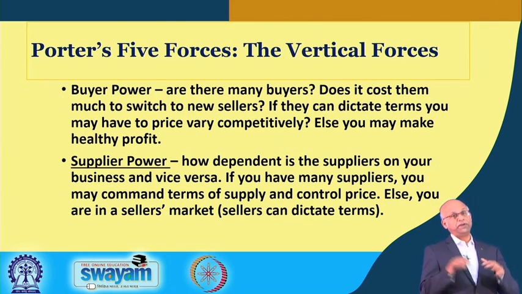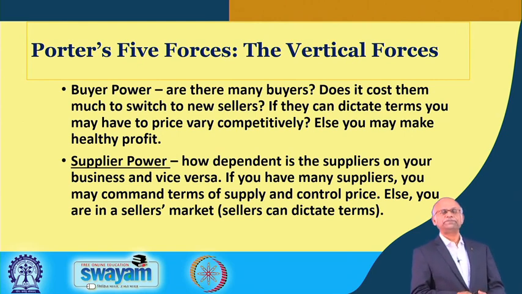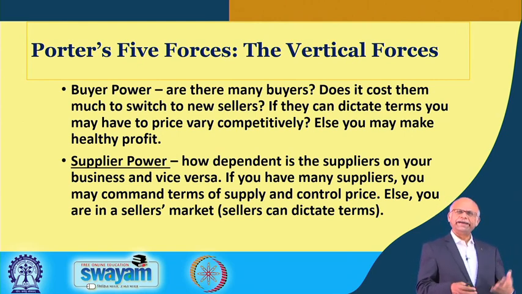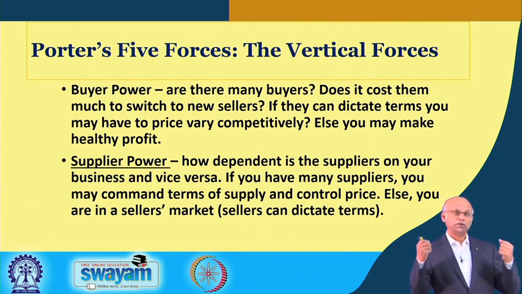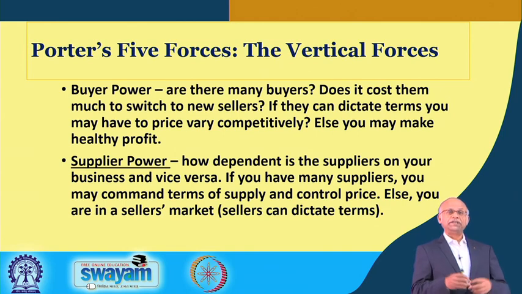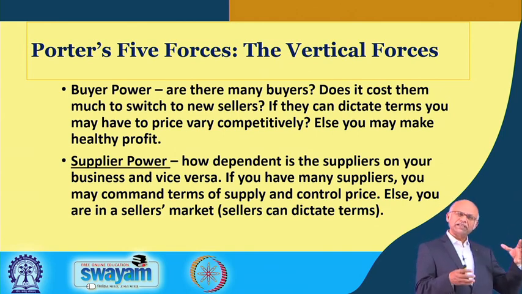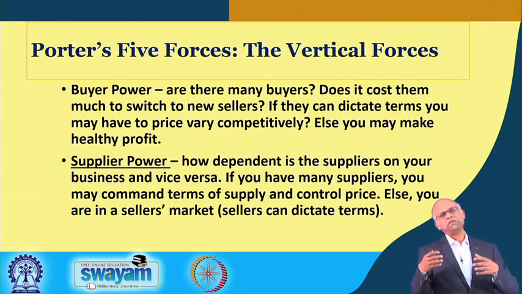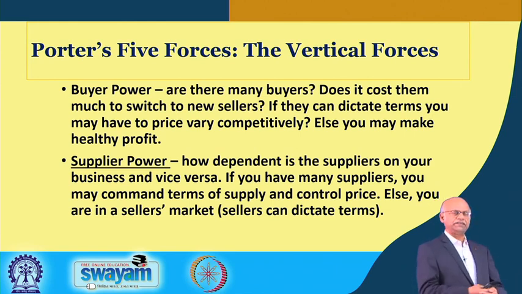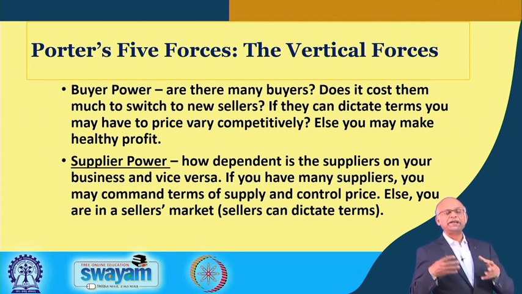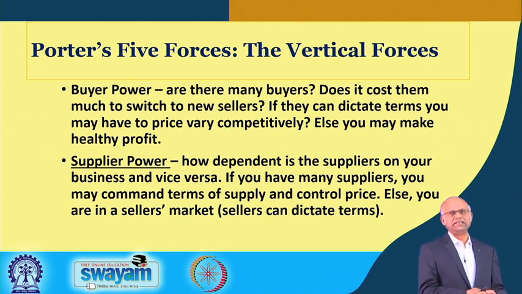The vertical forces are buyer power and supplier power. If there are many buyers, then you have unique power. But if there are fewer buyers and more sellers, then you are in a buyer's market. It is called a buyer's market, meaning that buyers are dictating the terms. So, you become price takers.